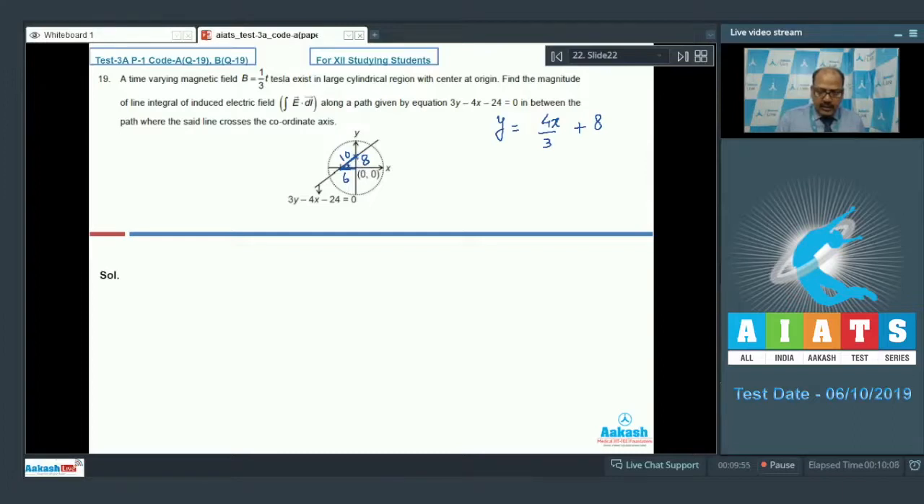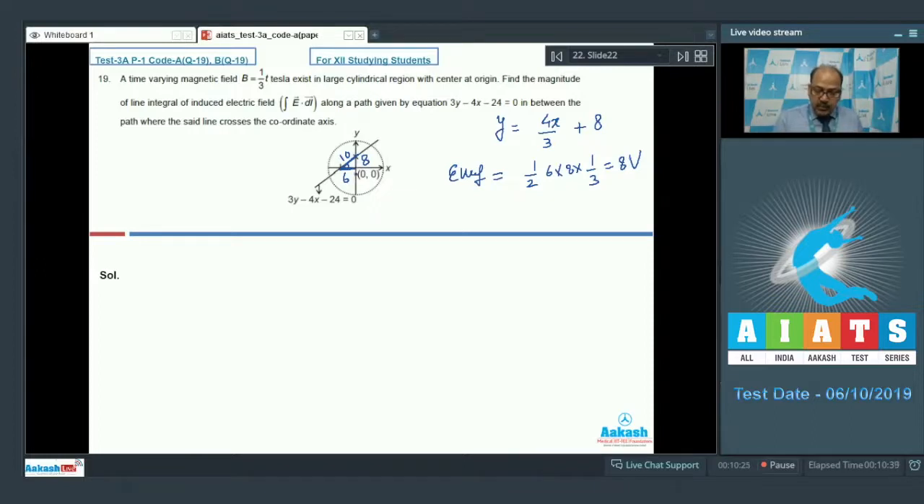So the EMF produced in this triangular area by Faraday's law is equal to, as I said, the area of the triangle, which is 1 by 2 into 6 into 8, into dB by dt, which is 1 upon 3 units. So this is simply 8 volt in SI unit, right? This is the EMF being produced.